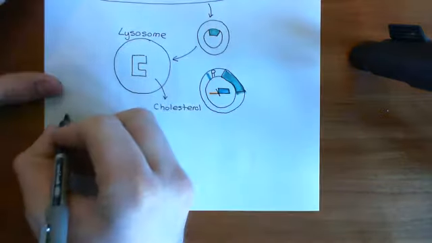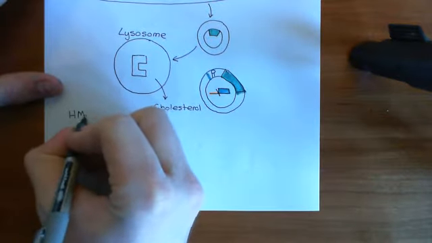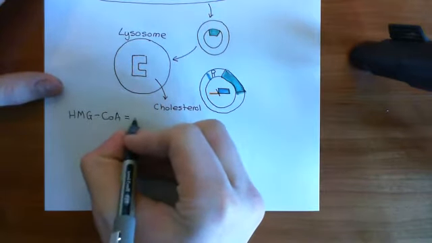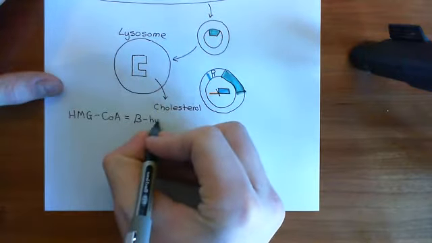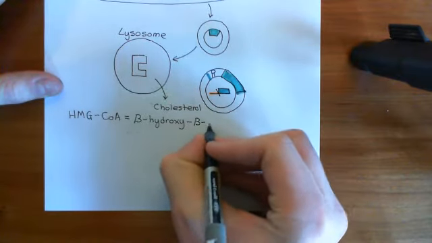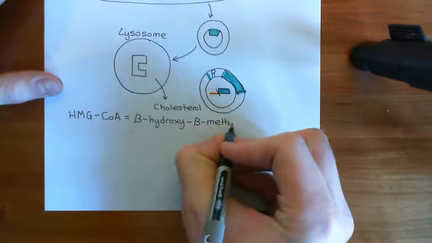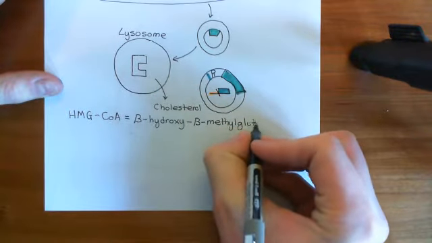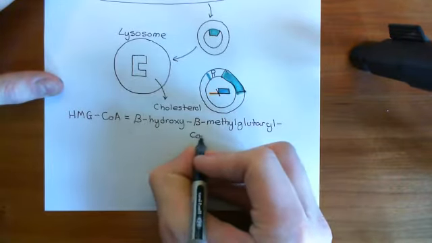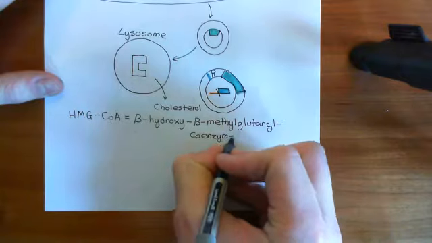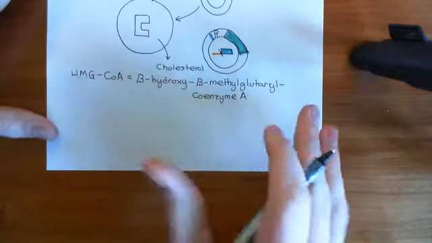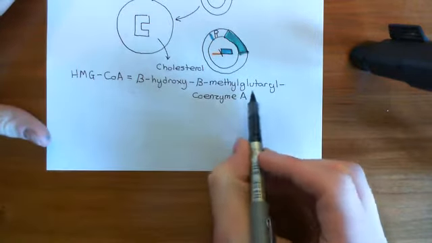So basically, it's going to involve a molecule called HMG-CoA. HMG-CoA is short for beta-hydroxy, beta-methyl, so the H is for hydroxy here, then we have beta-methyl, the M is for methyl, and then the G is for glutaryl, and then the CoA is for coenzyme A. So this is beta-hydroxy, beta-methyl, glutaryl, coenzyme A. So, basically, we need to look at the different parts of this name in turn.